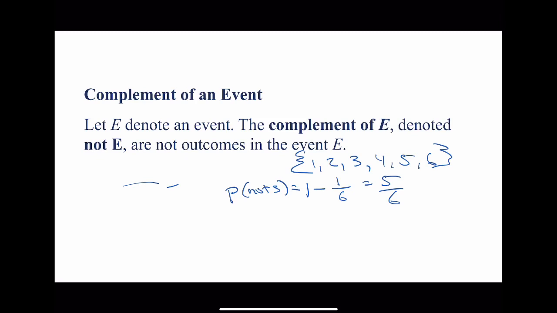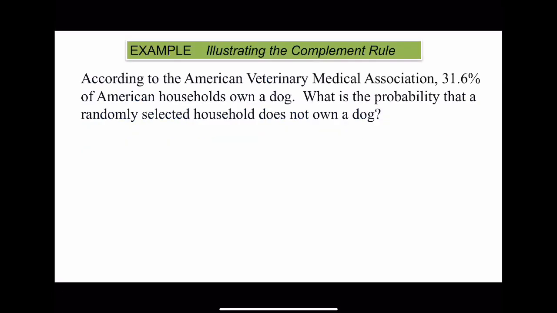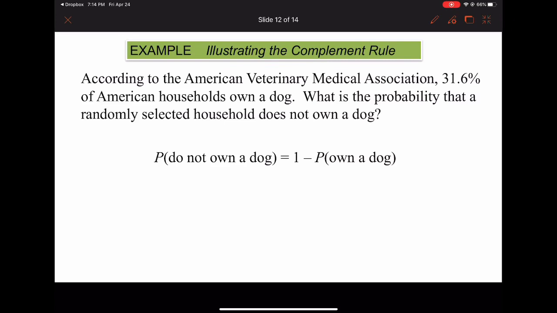Does that make sense? Let's do an example. According to the American Veterinary Medical Association, 31.6% of American households own a dog. What is the probability that a randomly selected household does not own a dog? All right, so we are going to say probability of not dog. Okay, I think I have it there. So probability they do not own a dog.